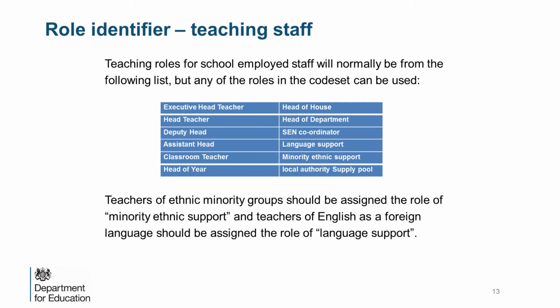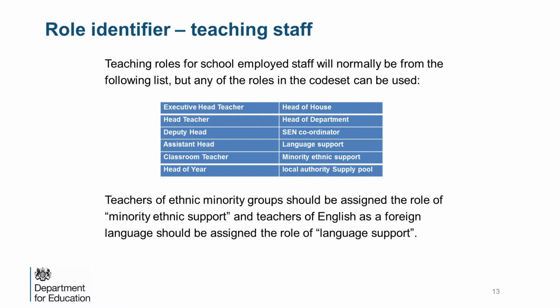Teaching roles for school-employed staff will normally be one of the ones shown on this slide, but any of the roles in the code set can be used. Teachers of ethnic minority groups should be assigned the role of minority ethnic support, and teachers of English as a foreign language should be assigned the role of language support. Under Section 67 of the Children and Families Act 2014, all mainstream schools are expected to have an SEN coordinator, and this must be reflected in the return.